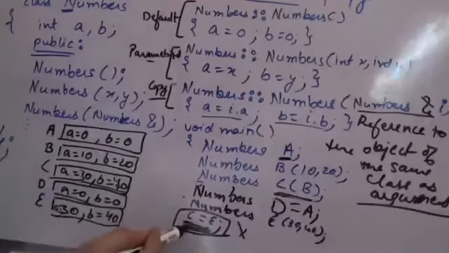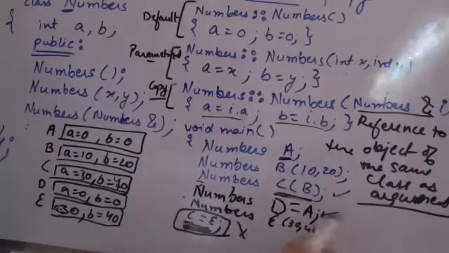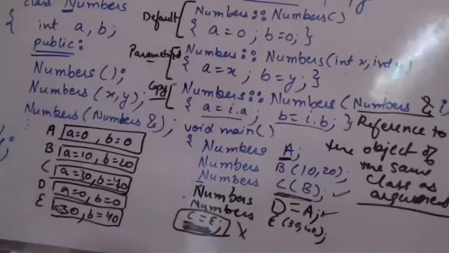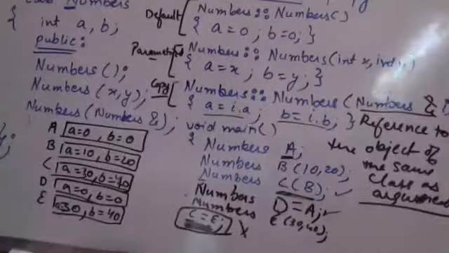It is not the same as this. This calls the copy constructor, D is equal to A. When you are creating the object, this also calls the copy constructor. Is it now making sense to all of you? Doesn't matter.